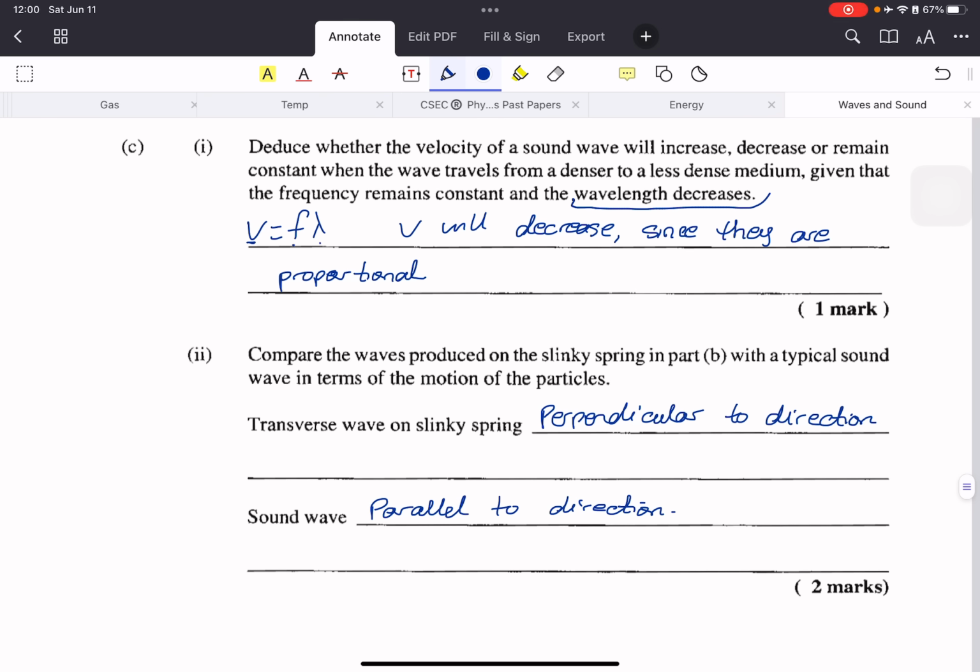The next part, compare the waves produced on the slinky spring in part B with the typical sound wave in terms of the motion of the particle. So this is the same thing as asking the definition or the difference between a transverse and a longitudinal wave, right? So the wave on the slinky spring was transverse, which means that it had to go perpendicular to the direction. And in a sound wave, the particles go parallel to direction. And this is all the important notes that you would need to know to answer your questions on waves.